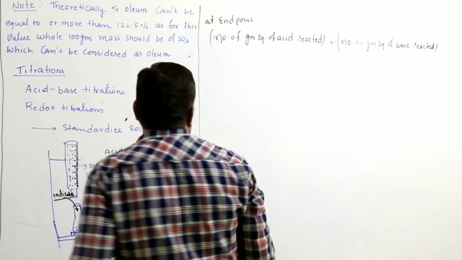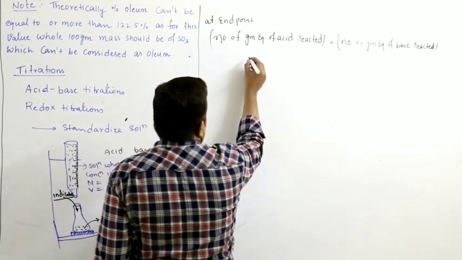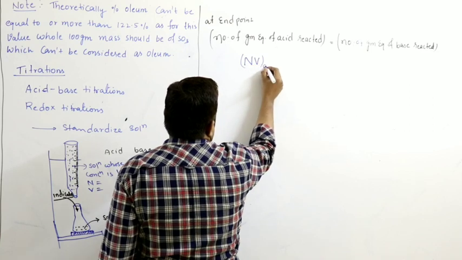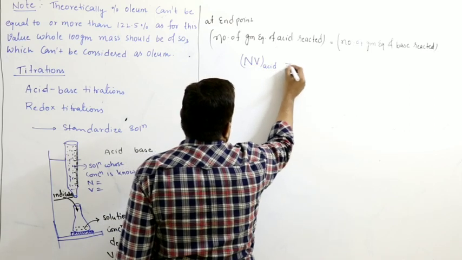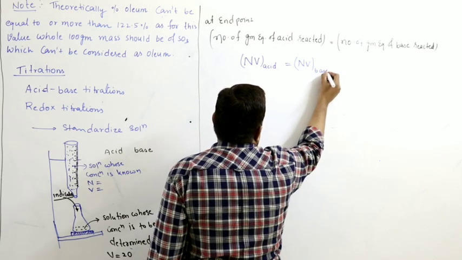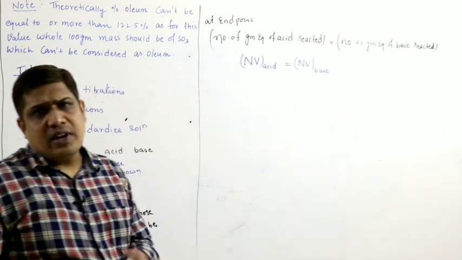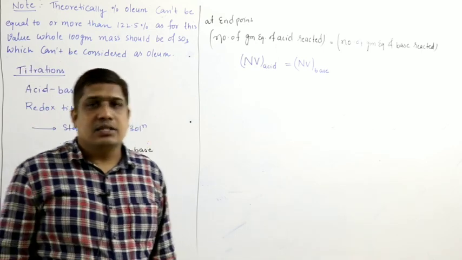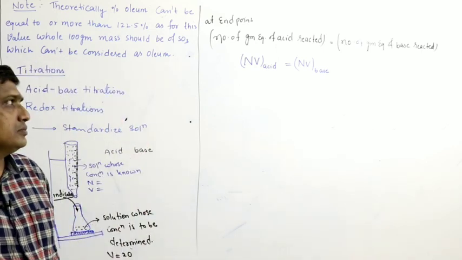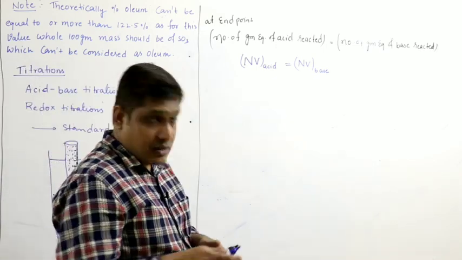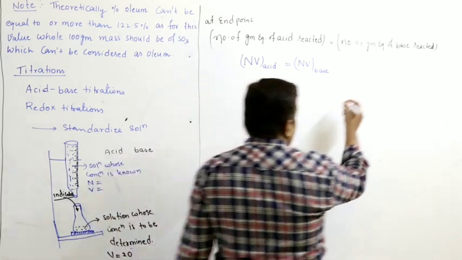How do you find the number of gram equivalents? N into V, normality into volume of acid, must be equal to N into V of base. Number of gram equivalents is nothing but normality into volume of solution in liters. This is one way, if normality and volume are given. If normality is not given, then how do you find normality?